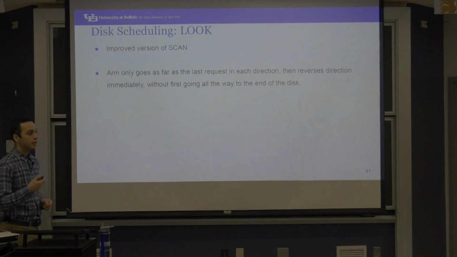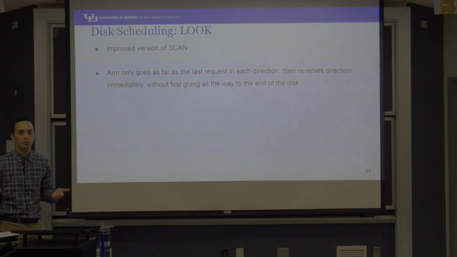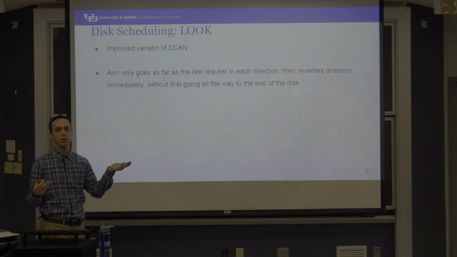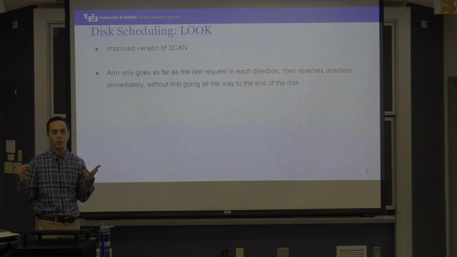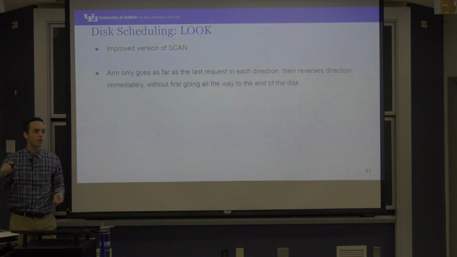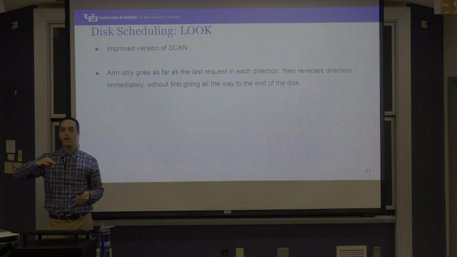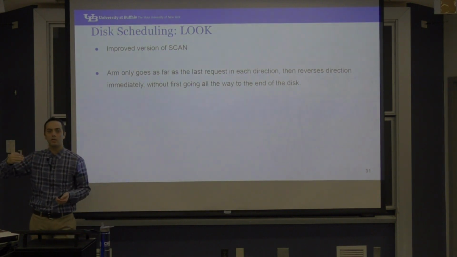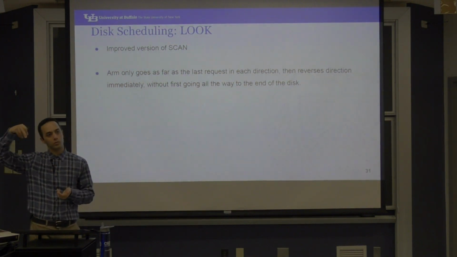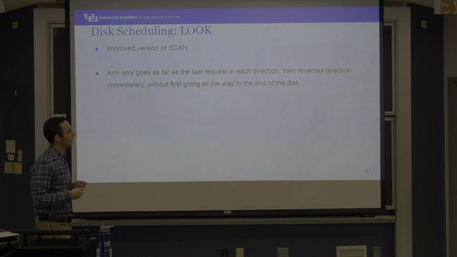Now, look is the improved version of scan. It's the same principle, but instead of going all the way to the end, it goes only as far as we need, depending on the current requests. It's like an actual elevator. If you have a 10-story building, right? If you hit on level 8, the elevator goes up. And on the way, you can pick people up. But as long as none of them want to go to the 9th or 10th floor, the elevator actually doesn't go up. After that, it just goes down, right? So this is the improved version of the scan.